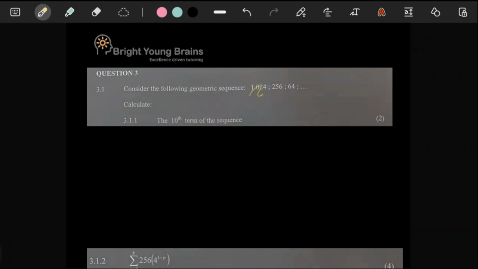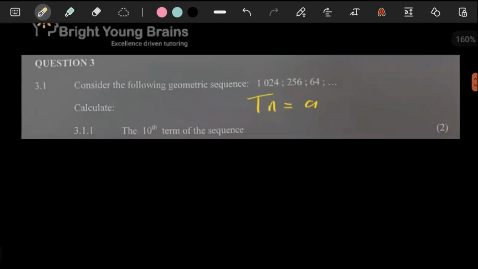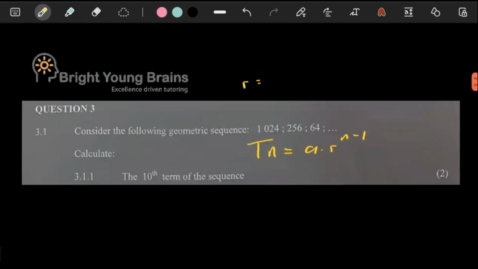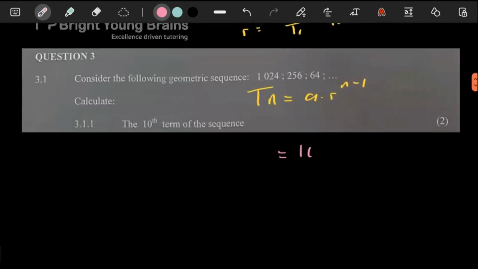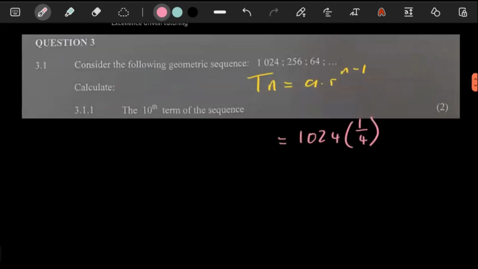Okay, so Tn is equal to A times r to the power of n minus 1. So r is going to be T2 over T1, right? So let's see here, 256 over 1024. Is that not like a quarter? I'm going to have to find out. It is a quarter. But anyways, let's see. A is 1024. That's a quarter there.